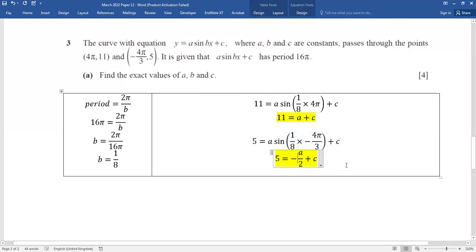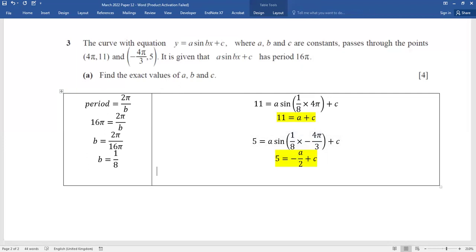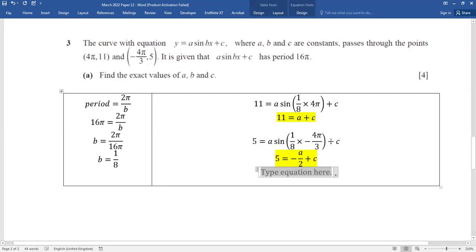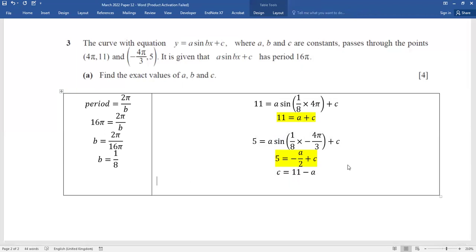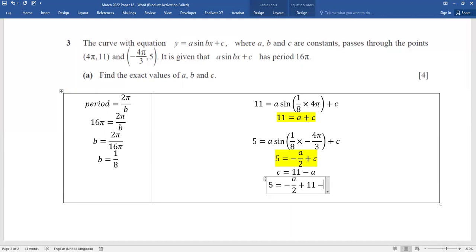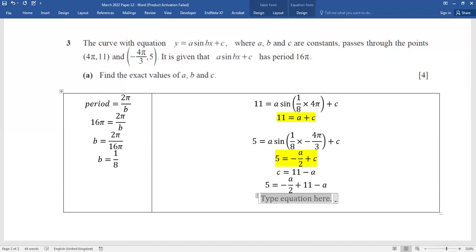So can you solve these two simultaneously and tell me the value of C and A? ऊपर वाले से C को separate बना लो, that is an easier one. So C becomes 11 minus A. I'll put it in the second one. Or you can use elimination as well. Plus 11 minus A. Minus 6 is minus 3A upon 2.